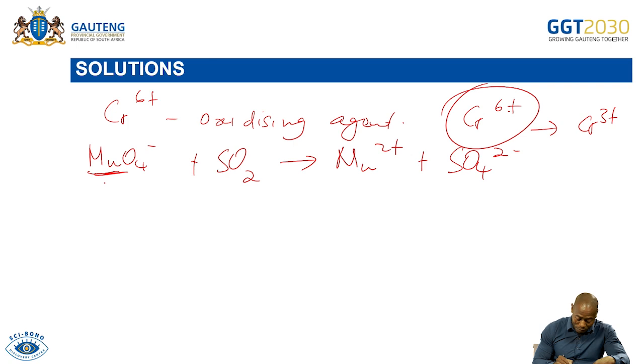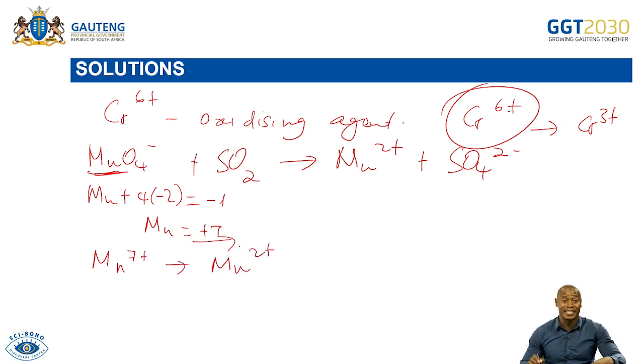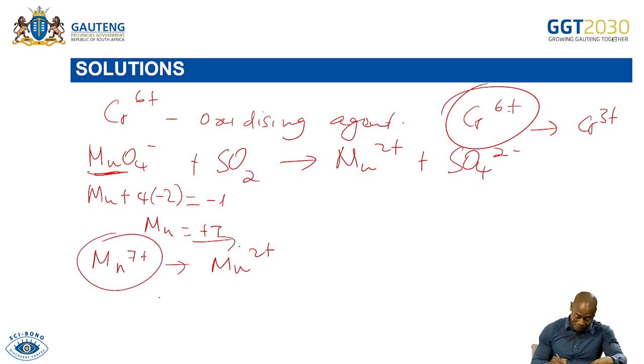The oxidation number of manganese is Mn plus 4 times -2 equals -1. We have done this one before. So manganese will be plus 7 in a permanganate ion. This side it will be 4 times -2, which is -8, transposed it will be positive 8. Positive 8 plus minus 1 will be plus 7. So it's from Mn7 plus to Mn2 plus. You can see there's a decrease in oxidation number, so Mn7 plus becomes your oxidizing agent.